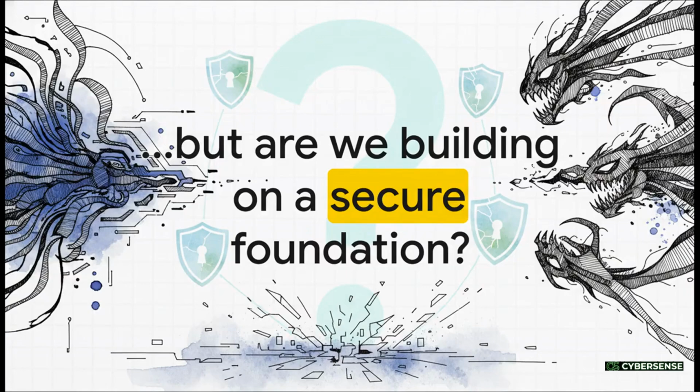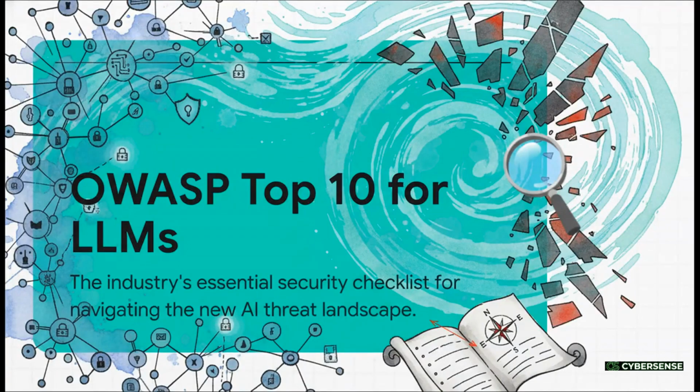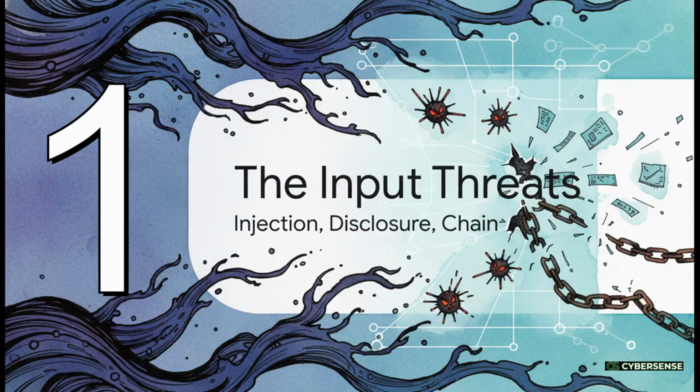just wasn't built for. So, to help us navigate this new landscape safely, the security community created a super important guide, the OWASP Top 10 for Large Language Models. You can think of this as the essential security checklist for anyone building or deploying AI today. We're going to break this down into a few key areas. First up, the input threats. This is all about how bad guys can sneak malicious data and commands into the system to begin with.